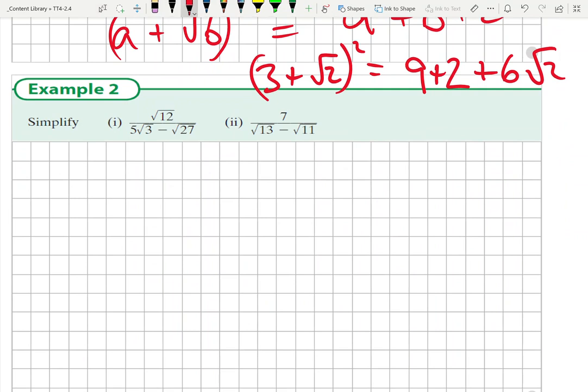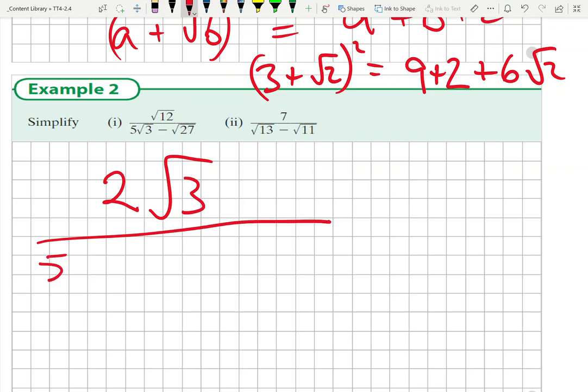Okay. Take out the 4, turn it into 2. Leave him alone for a second. Take out the 9. When you take out 9, he turns into 3. 5 take 3 is 2 root 3, and the whole thing equals 1.